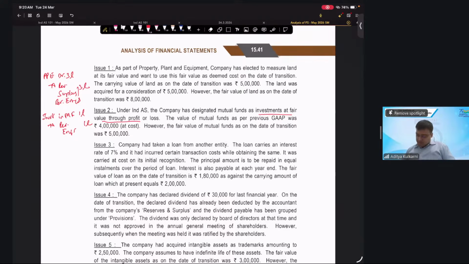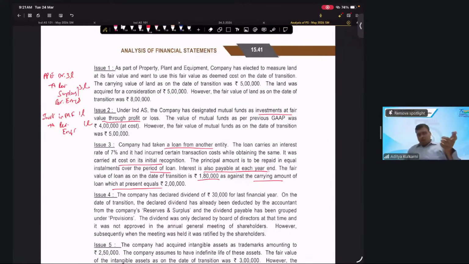Yes, sir. Okay. The company had taken a loan from another entity. The loan carries an interest rate of 7% and it had incurred certain transaction costs while obtaining the same. It was carried at cost on initial recognition. The principal amount is to be repaid in equal installments over the period of the loan. Interest is also payable at each year end. The fair value of the loan on the date of transition is 1 lakh 80 thousand as against the carrying amount, which at present equals rupees 2 lakhs.